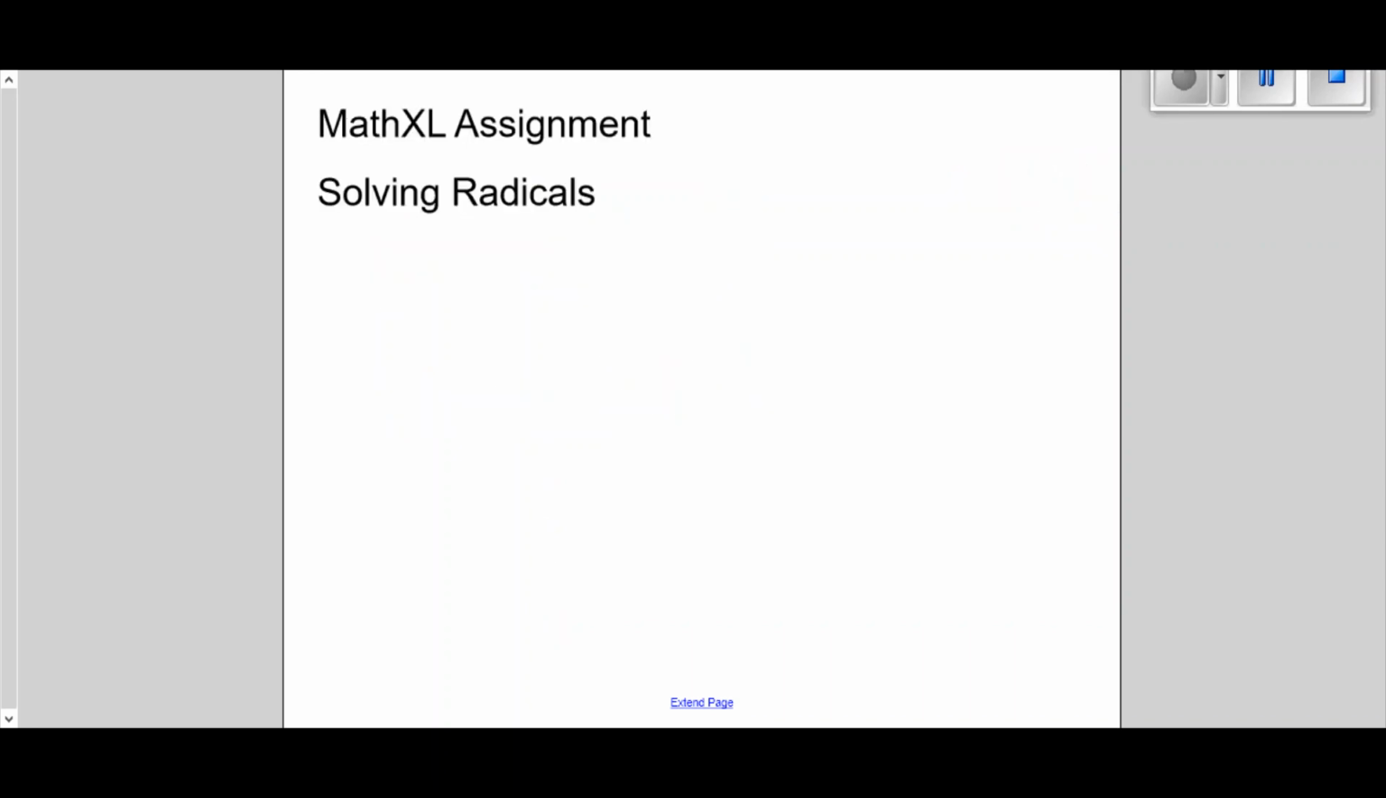So this does it for solving. There is an assignment in MathXL called Solving Radicals that you can do.